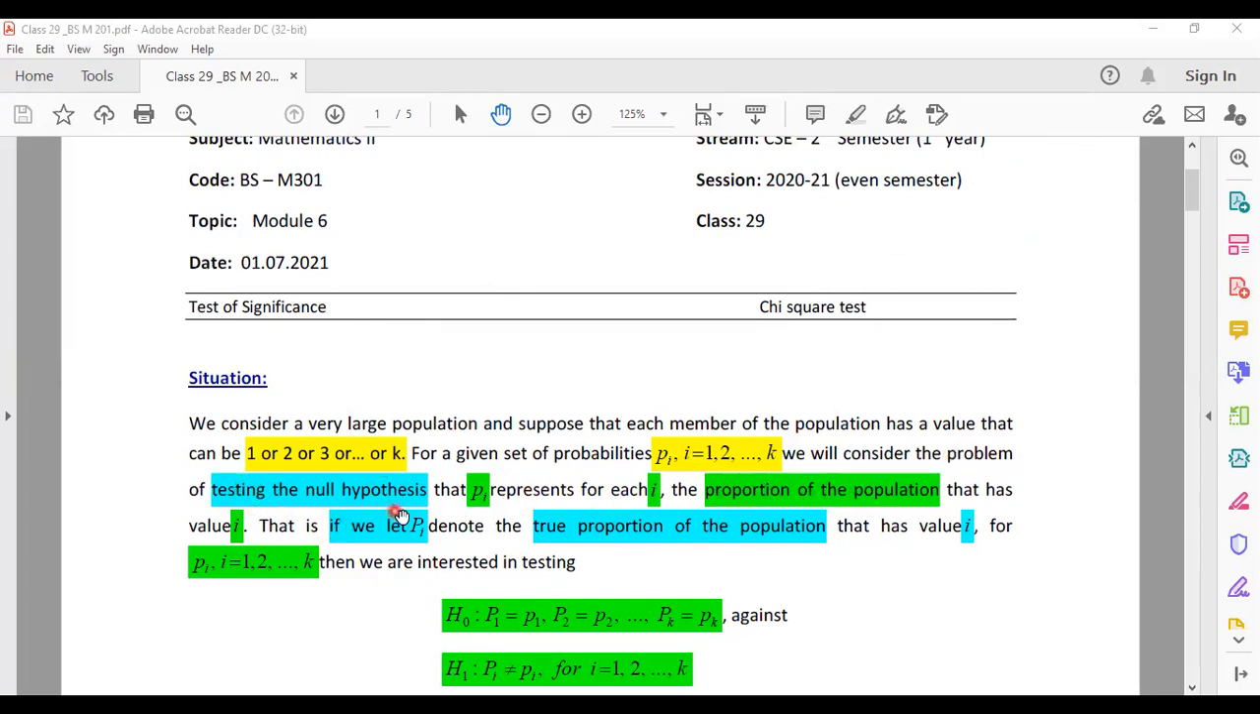We'll consider the testing of the null hypothesis that these probabilities represent, for each i, the proportion of the population that has value i. Now, if the population proportion is a random variable, the ith value of the population proportion is capital Pi, then small pi will be some value of this capital Pi. So capital Pi is the name of the variable, which is the population proportion or probability associated with the population, and small pi is some specific value of this population proportion. That is the difference between capital Pi and small pi.